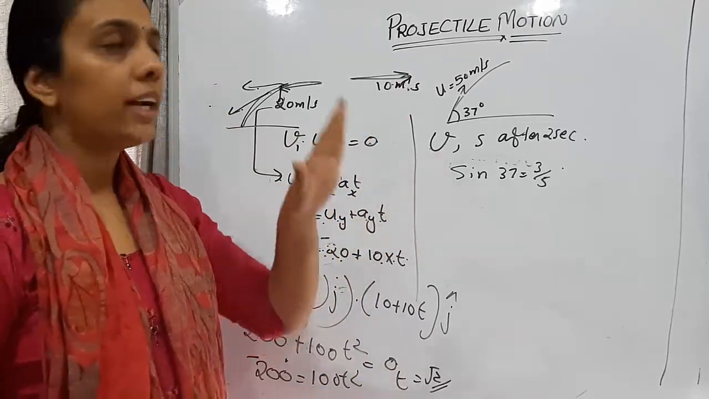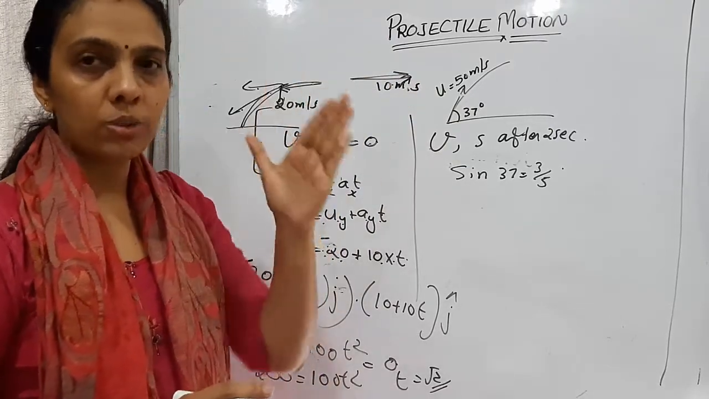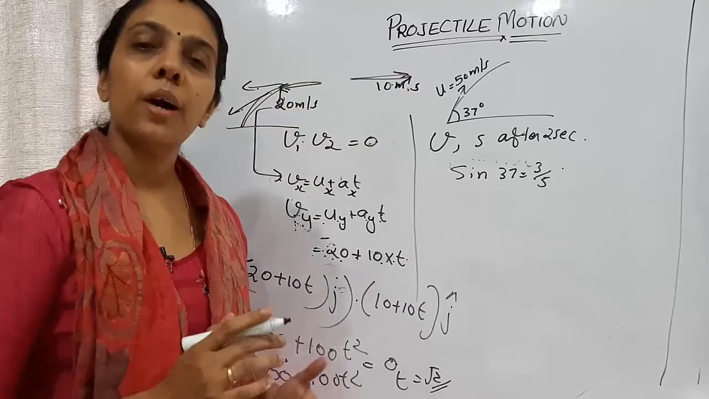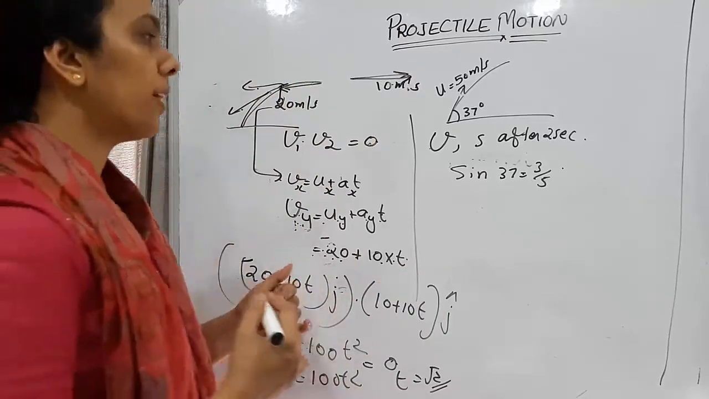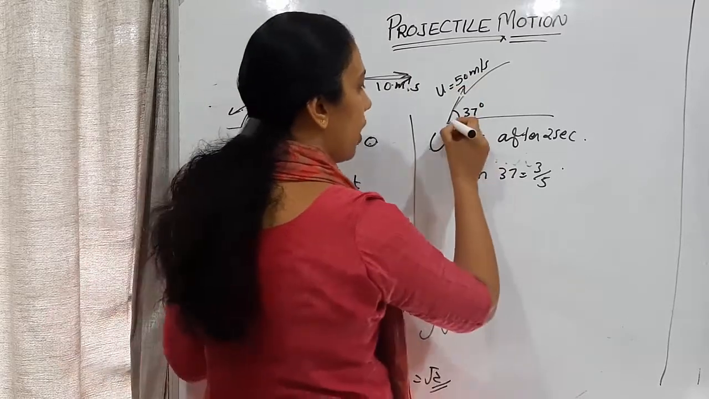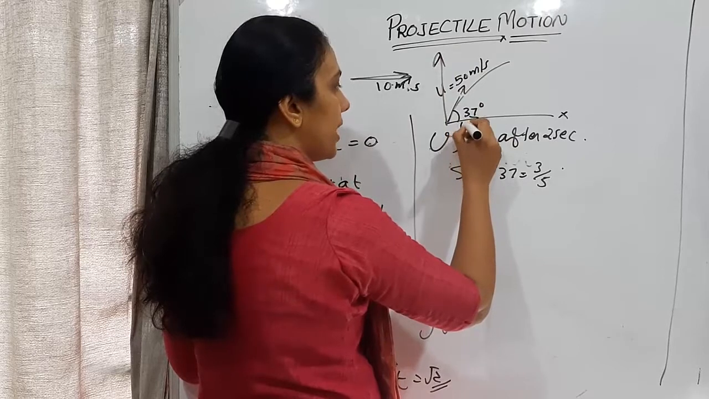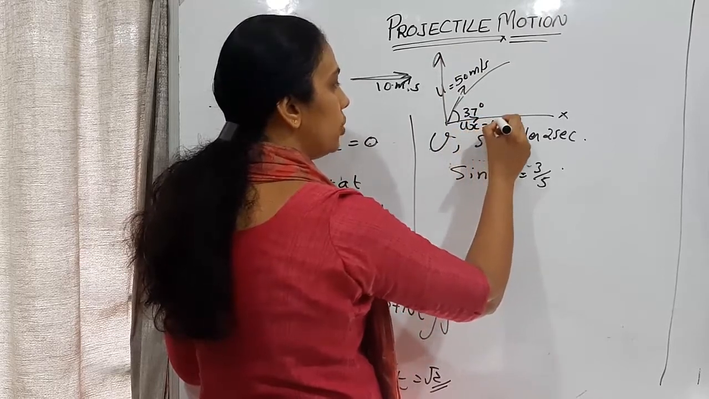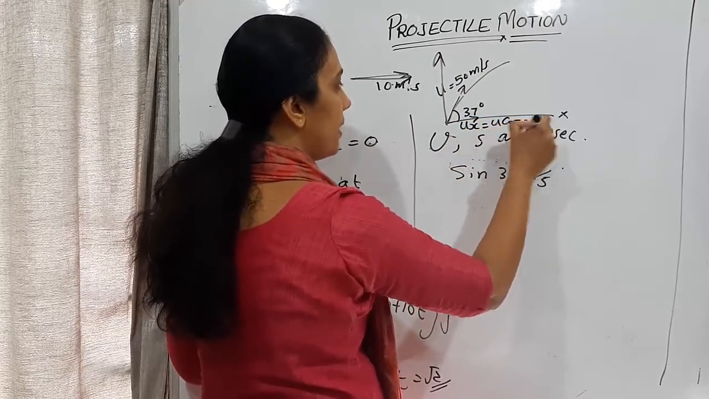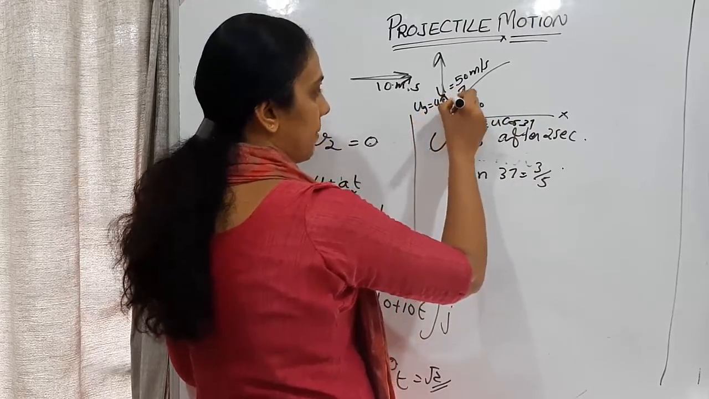What should we do? It is moving in the xy plane. I am considering that my object is moving in the xy plane, so I can divide that into its components. How can we convert this u into its components along the x and y axes? When I am considering u, I can divide it as ux, that is u cos 37, and uy as u sin 37.